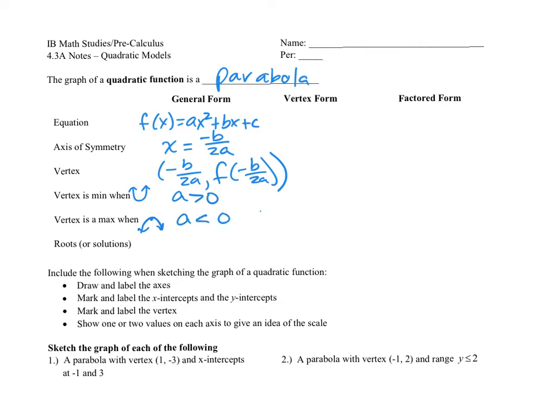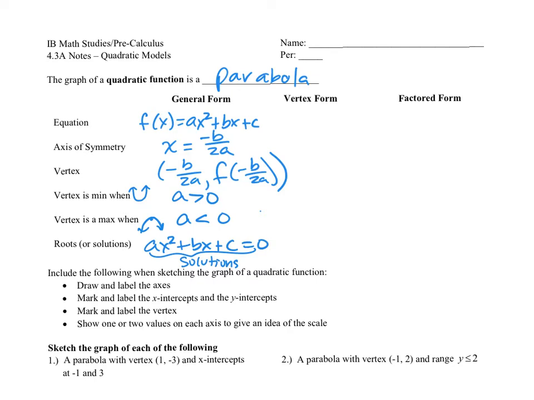And then to find the roots or the solutions, we just solve the equation ax² + bx + c = 0. So the solutions to this equation, in other words, the x values that produce a y of 0, would be the roots. Okay, so that's general form.